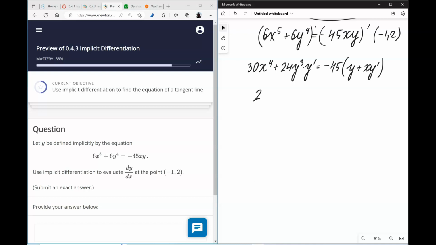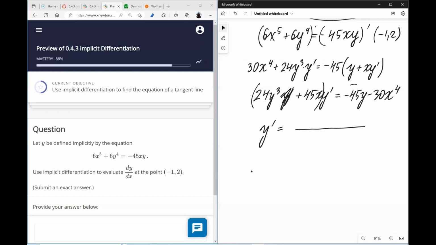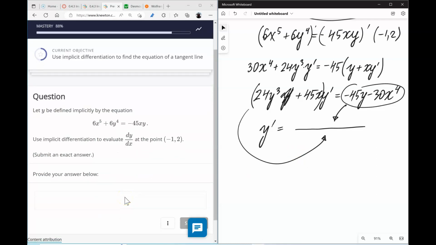Again, isolating, so collecting all the y primes on one side, plus 45x y prime, and everything on the other side. So we're going to have negative 45y minus 30x to the 4. So we're going to factor out y prime and divide this by this. That's going to be the answer. Oh no, we have to evaluate it at negative 1 and 2. So y prime evaluated at negative 1, 2 is going to be equal to this evaluated at negative 1, 2.